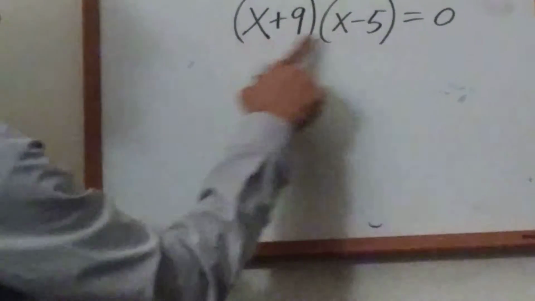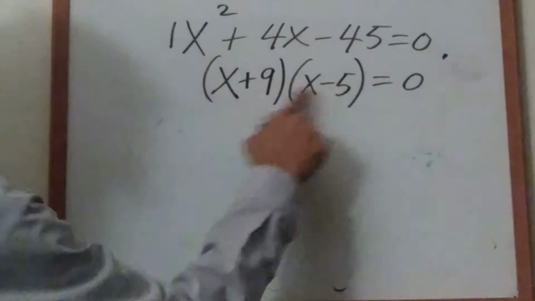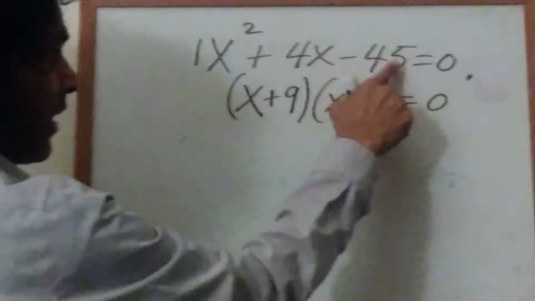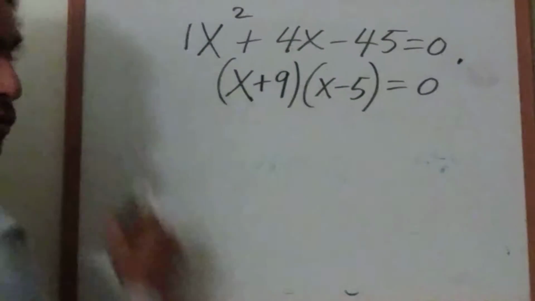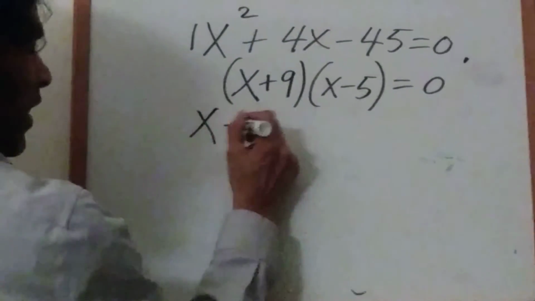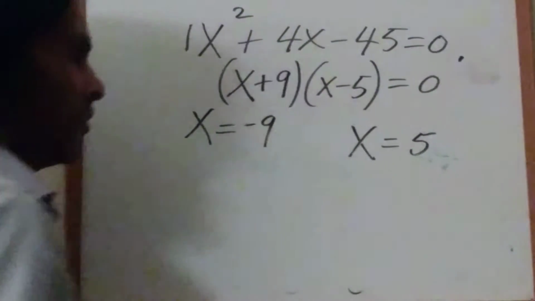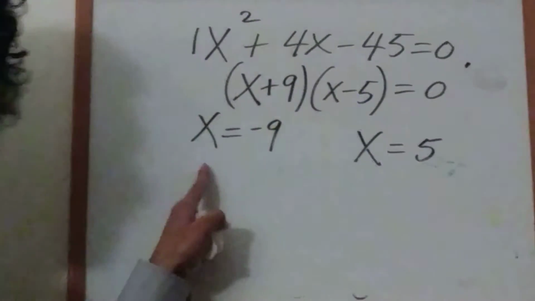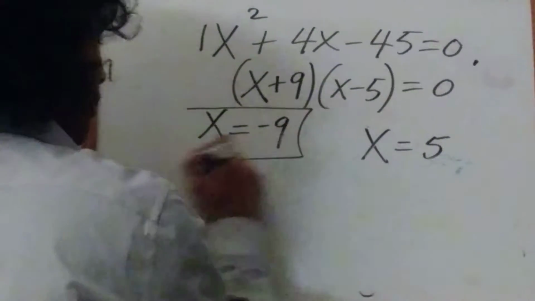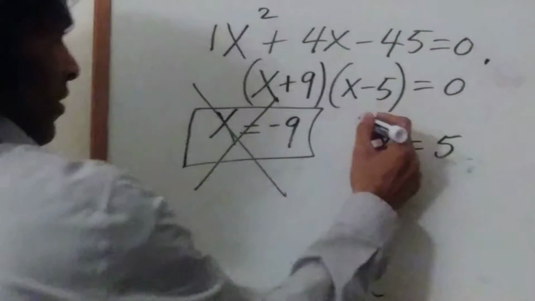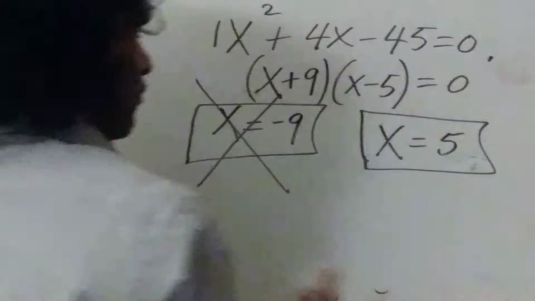Clearly when we multiply out, we can see that you will get back the original equation. x squared plus 9x minus 5x, that's 4x. Minus 5 times 9 is negative 45 equals 0. So the solution of the equation will be x equal negative 9 or x equal positive 5. Now clearly the age of someone cannot be negative. So this solution here is completely out. You will eliminate that. So the only solution will be x is equal to 5.